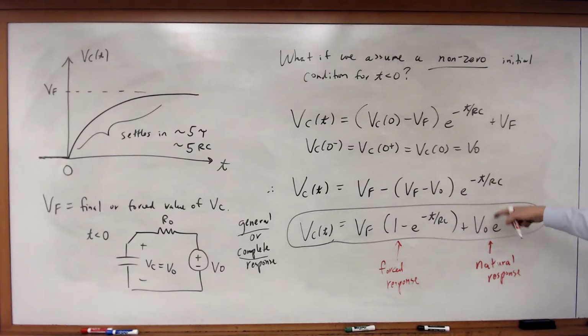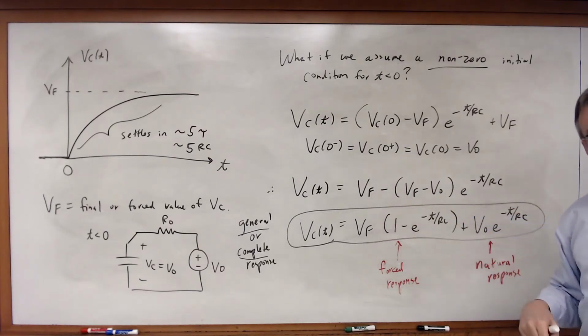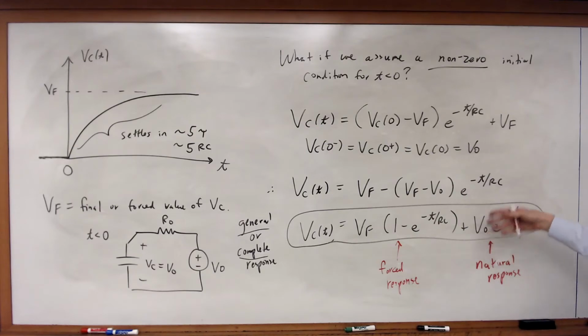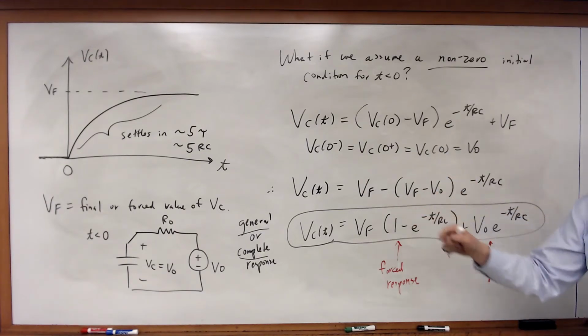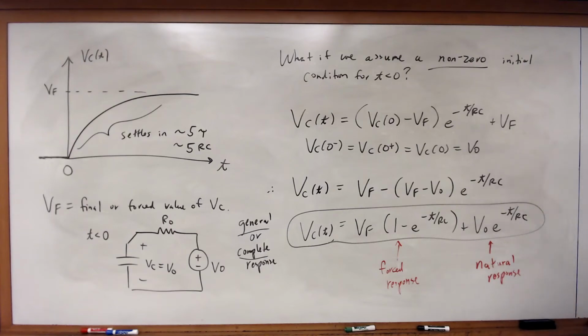So if V0 is equal to 0, we have the forced response. But if V0 is a non-zero value, we get this. We get the forced response plus the natural response. And in fact, that is what the general or complete response is. It's nothing more than the superposition of those two responses.